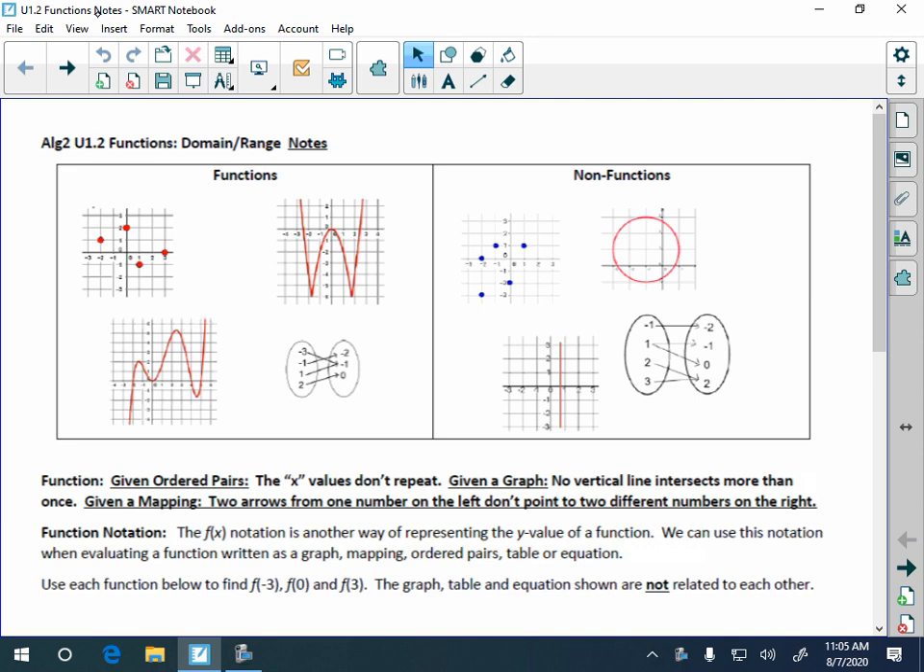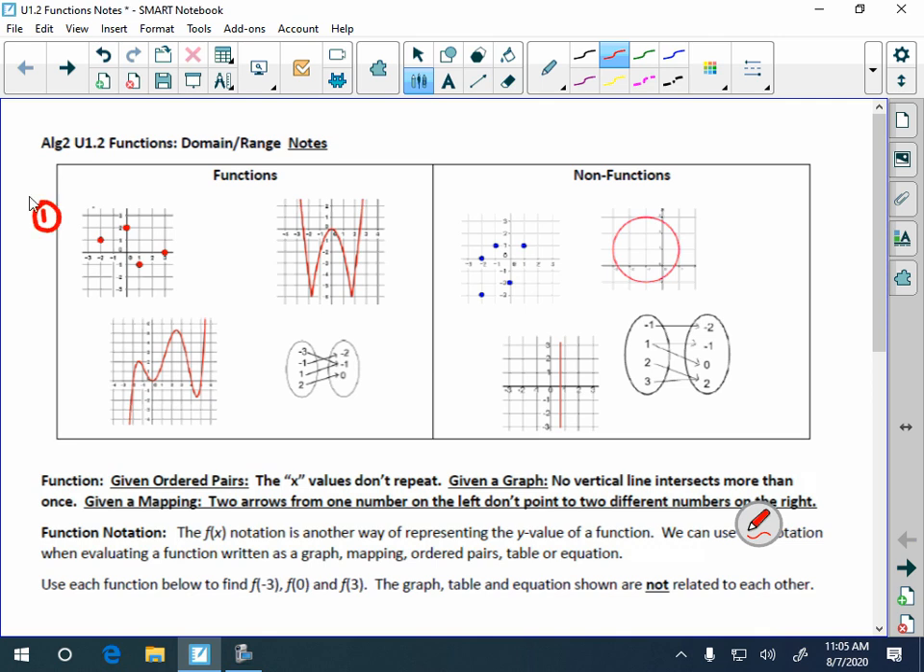So functions, looking at a graph, we can look at ordered pairs. We can look at an actual graph, the shape of the graph. We can also look at what's called a mapping, if you're not familiar with that term. All right, so in this first graph, these are ordered pairs. I'll just call it number one.